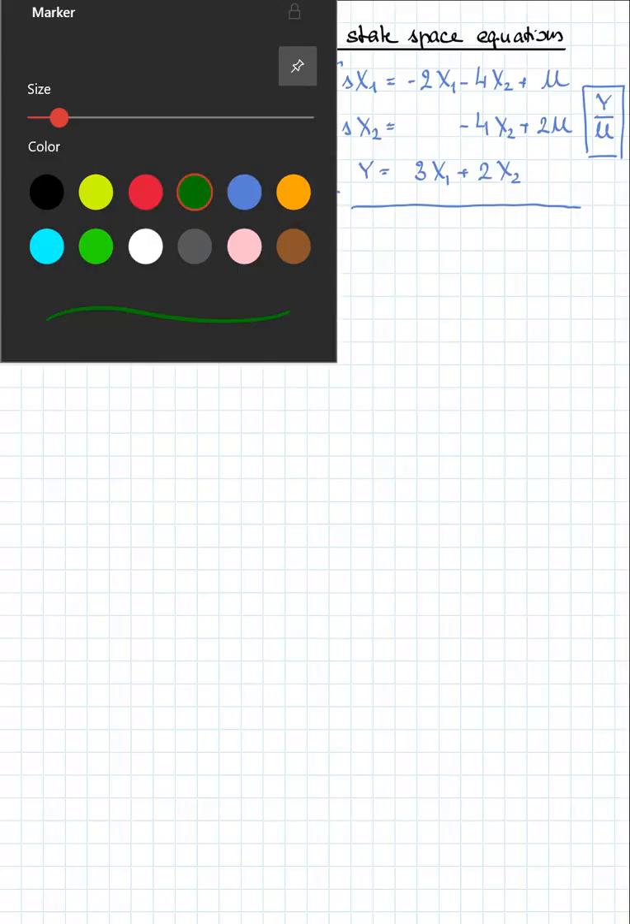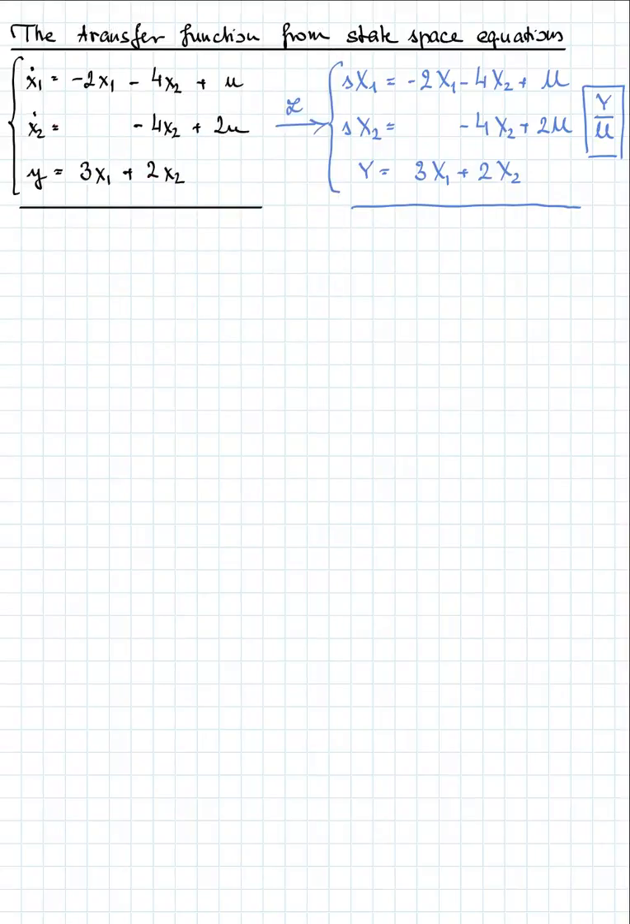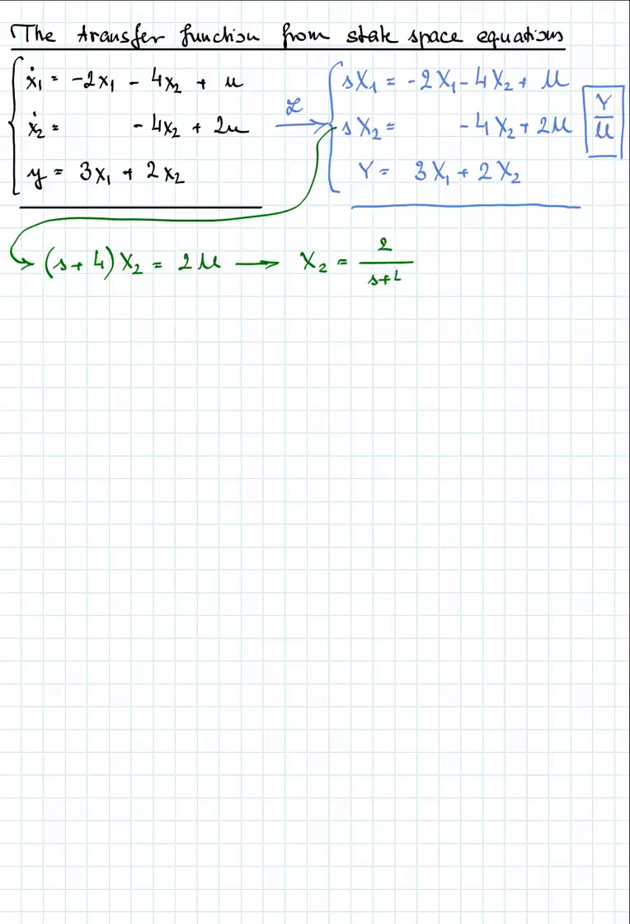For example, we can start with the second equation because it's quite simple to see that it is (s plus 4) multiplied by X2, and it is equal to 2U. From this equation we can get X2 as 2 over (s plus 4) times U. This is X2.